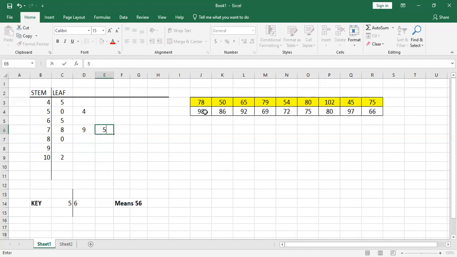My next number is 98. Where there is 9, I'll put an 8. My next number is 86. Where there is 8, I'll put a 6 here. My next number is 92. Where there is a 9, I'll put a 2 here. My next number is 69. Where there is a 6, I'll put a 9 there.